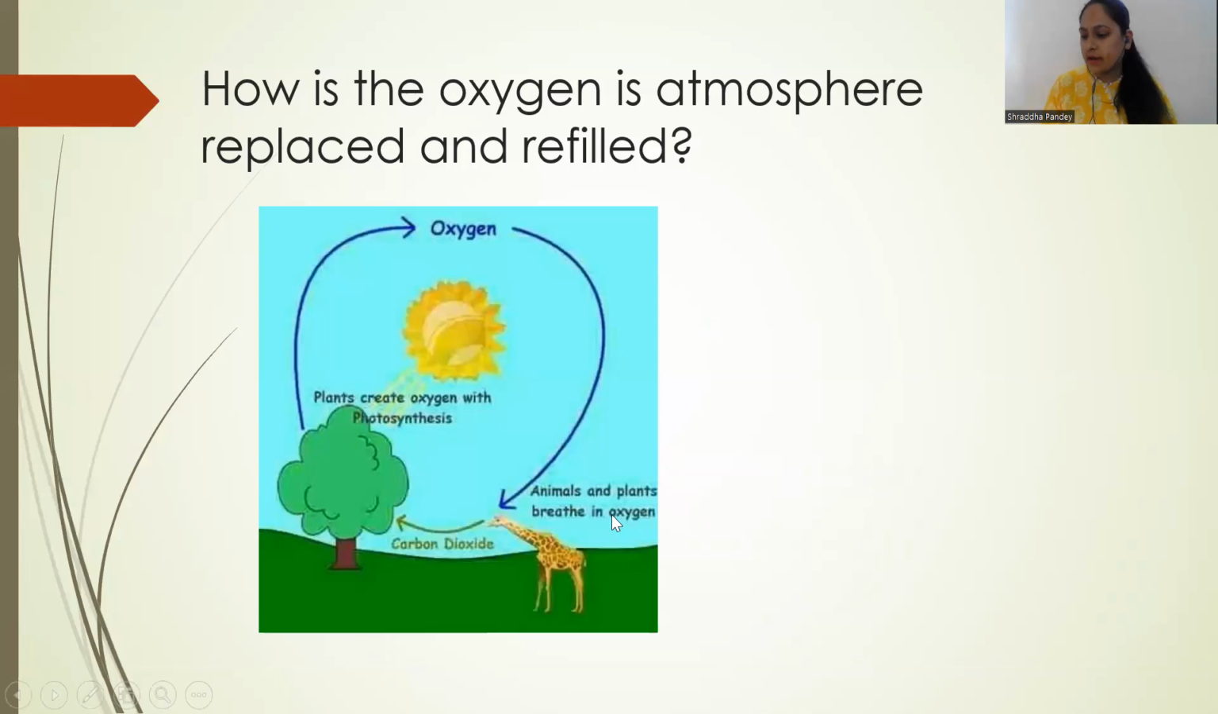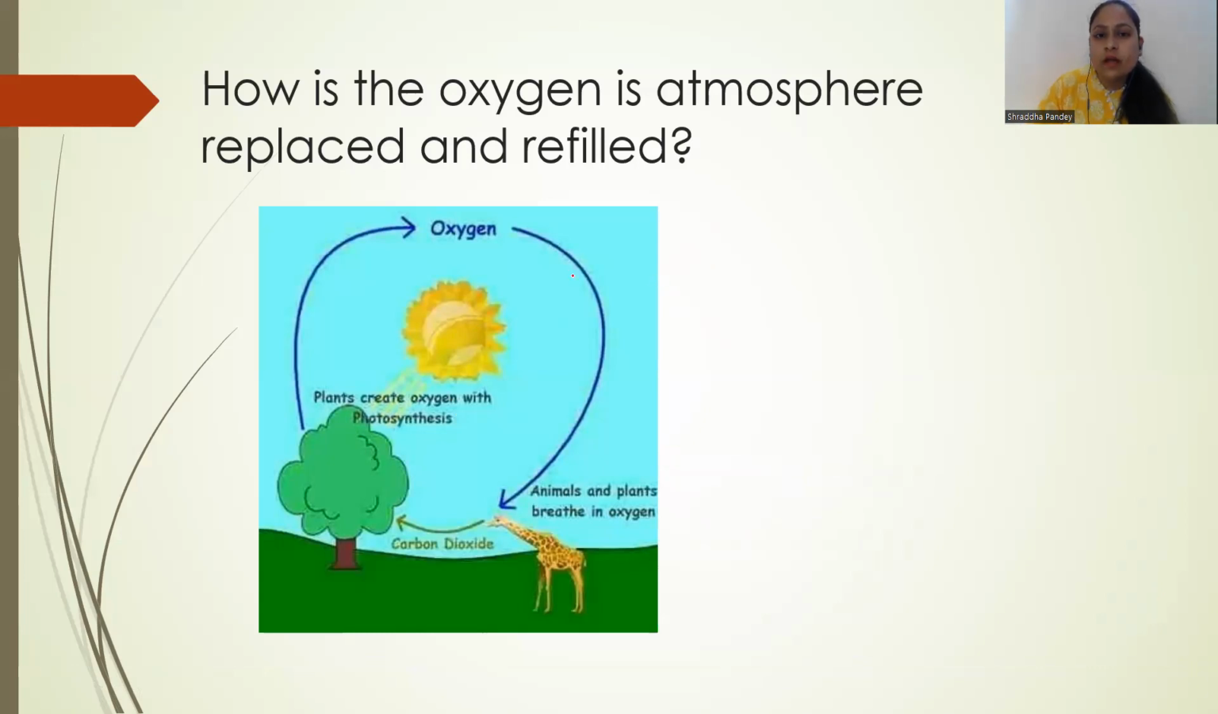So we have learned that every organism is using oxygen for respiration, and giving out carbon dioxide during respiration. After the respiration, they give out carbon dioxide.